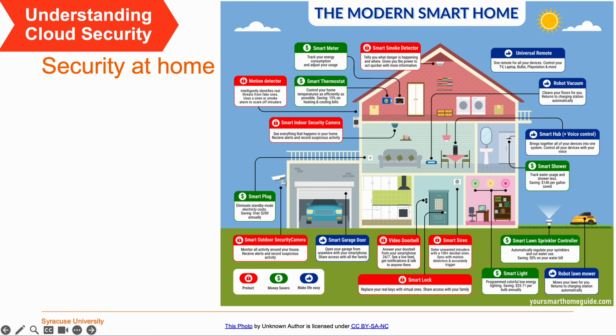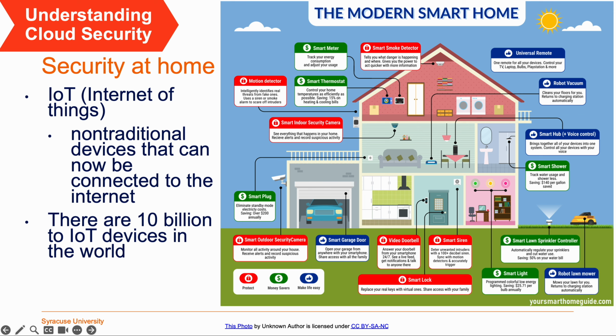So when it comes to security at home, the modern smart home has so many devices which are called Internet of Things. These are designed to enhance convenience. Some are designed to enhance security and efficiency. Some examples in this picture are cameras, motion detectors, smart locks, video doorbells, and there are smart garage doors, robot vacuums. There are smart meters for energy efficiency. There are smart showers and sprinkler controllers, and also robot lawn mowers to maintain yards.